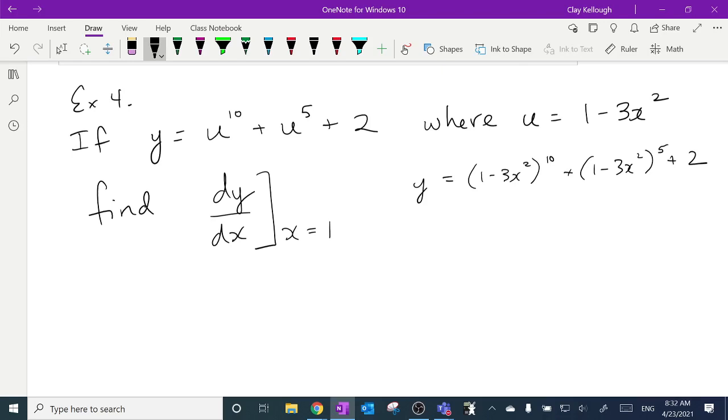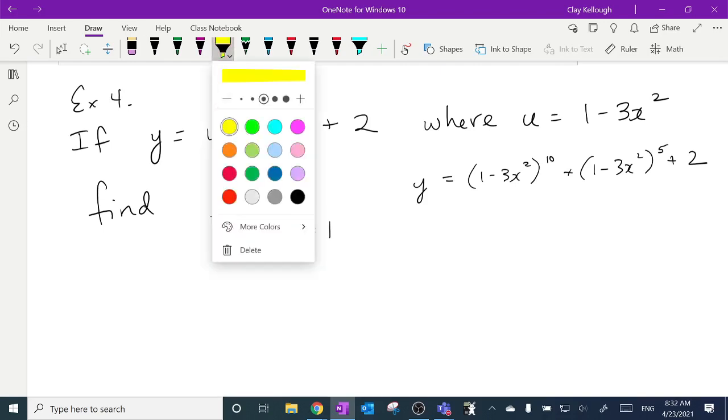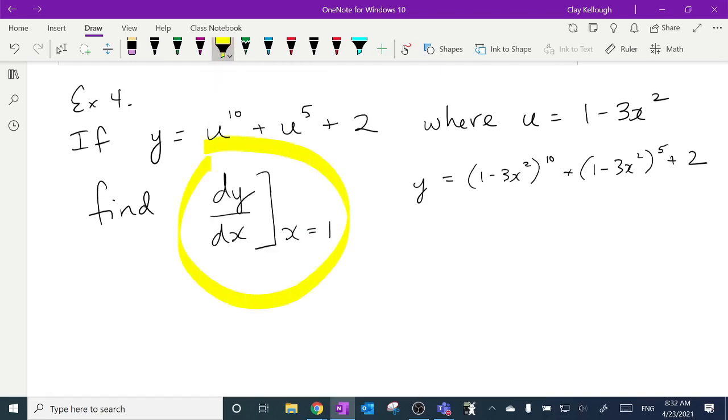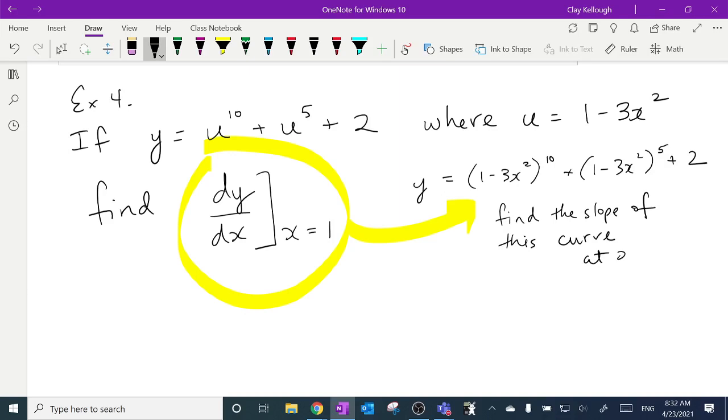So basically, remember what this question's asking. It's asking for this notation here. Let me get a highlighter going. There we go. This notation here is basically asking the question of that. It's asking, find the slope of this curve at the point where x is equal to 1. That's what this thing means.